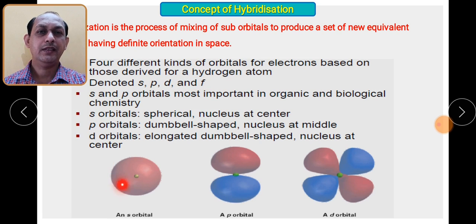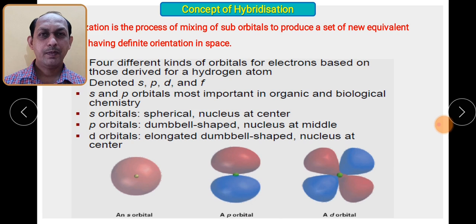As we can see, the shape of the s orbital is spherical, where the nucleus is at the center. The p orbital is like a dumbbell shape, and you can see the nucleus is in the middle. So this is the nucleus and this is a p orbital. Many times we draw it like this. While the d orbital has an elongated dumbbell shape, where the nucleus is at the center.